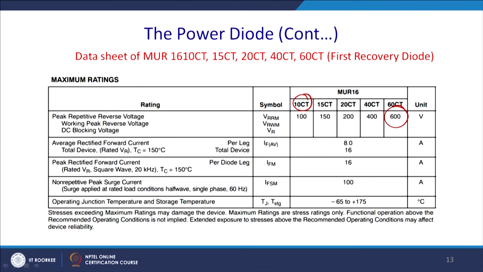What is another advantage of it? It can handle huge current. It can handle 8 ampere of current or 16 ampere of current. The peak forward current is basically 16 ampere, and the non-repetitive peak surge current can be as high as 100 ampere. The operating range is also quite high: minus 65 to 175 degree centigrade. So, it is quite suitable for high frequency application.